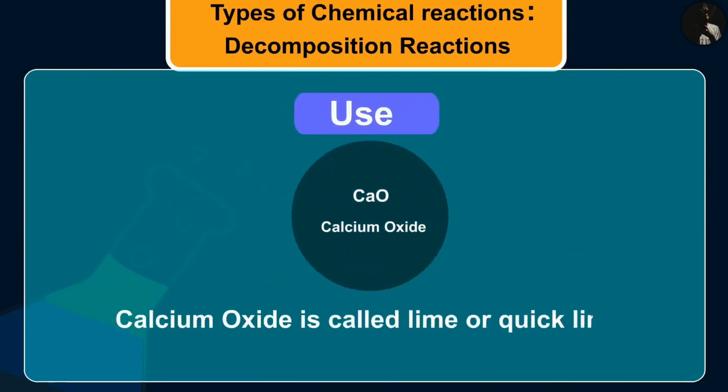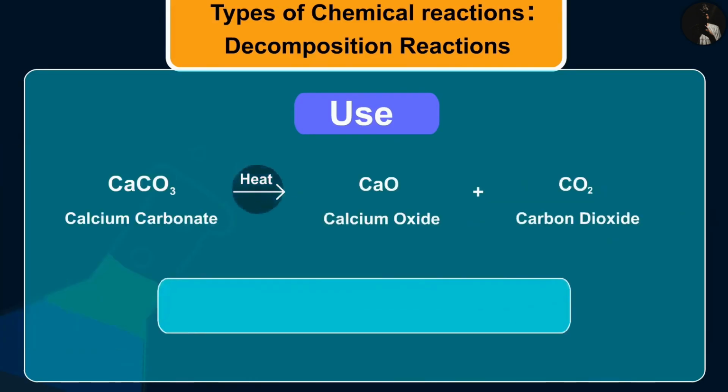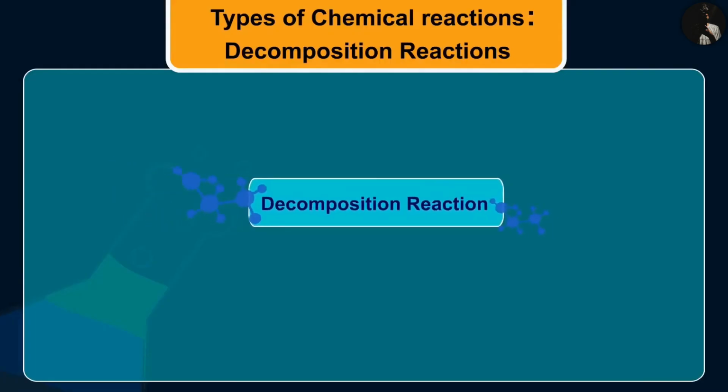Calcium oxide is called lime or quicklime, and is used in the manufacture of cement. Also, when a decomposition reaction is carried out by heating, it is called thermal decomposition. Let us take one more example of decomposition reaction.